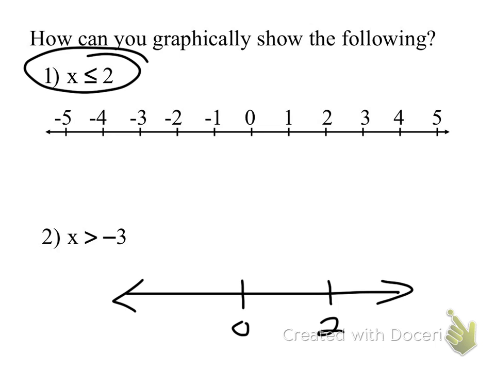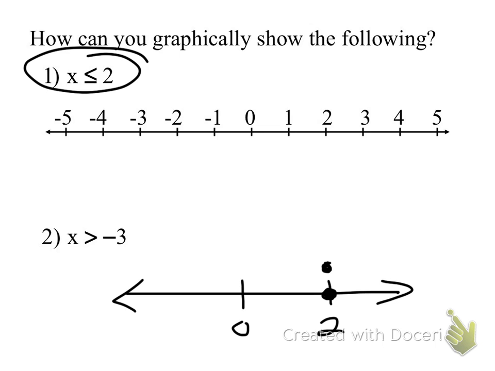Now, when I'm graphing this, this says x is what? Less than or equal to 2. So I go to the 2 and I draw a circle. I can do it right on it or I can do it right above it.